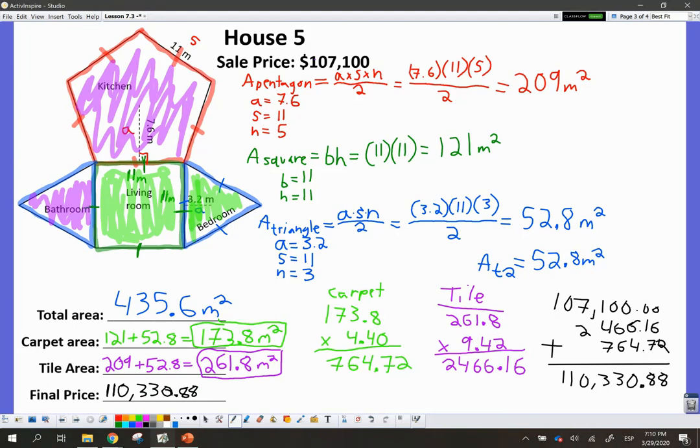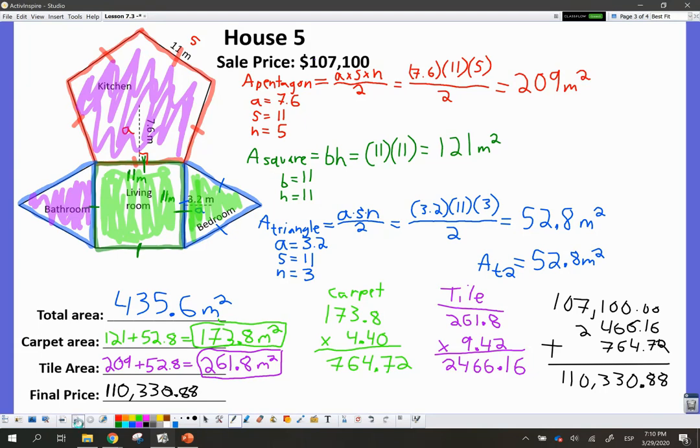So once you have the final price, that's all we're looking for. And we'll do the same thing for the next house. So this is what we're going to be doing for our project here for Funky Houses. So while you're doing this, keep in mind all of the things that I showed you here. Use this example to help you in your houses.